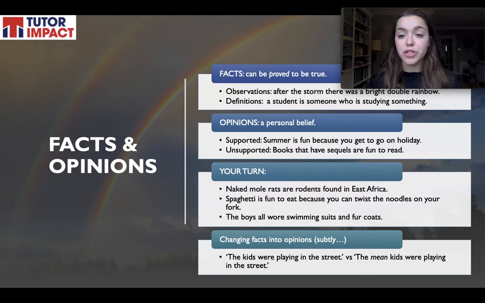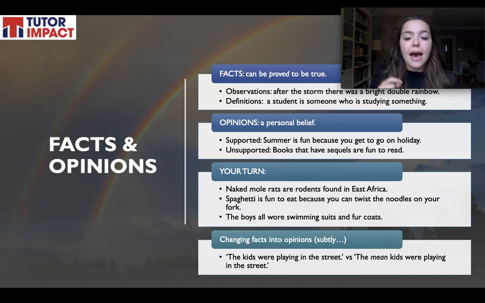And then, just to confirm the answers there, the first one, naked mole rats are rodents found in East Africa. That's the definition. It's explaining what something is. The second one, spaghetti's fun to eat because you can twist the noodles on your fork. It's an opinion and it's a supported one because we've got a reason for it. And the last one, the boys all wore swimming suits and fur coats, is an observation. It's just something that you can see.